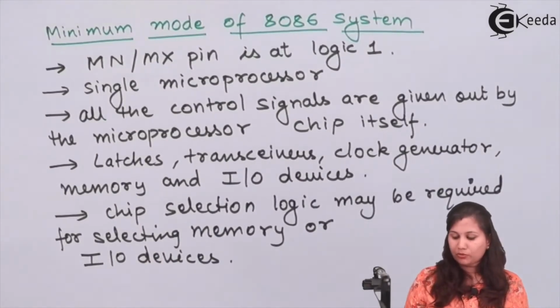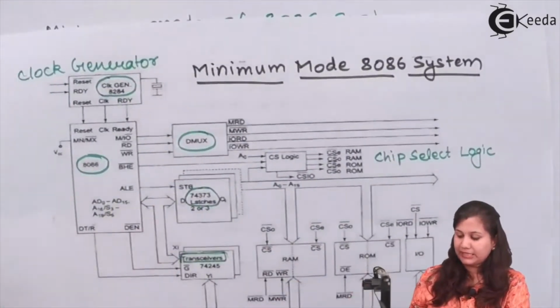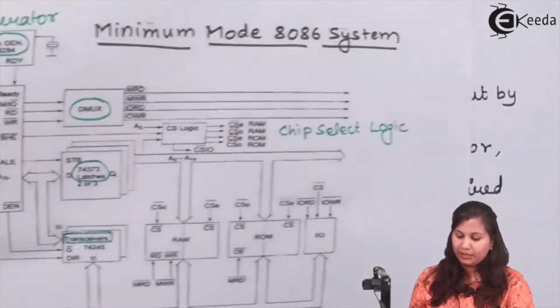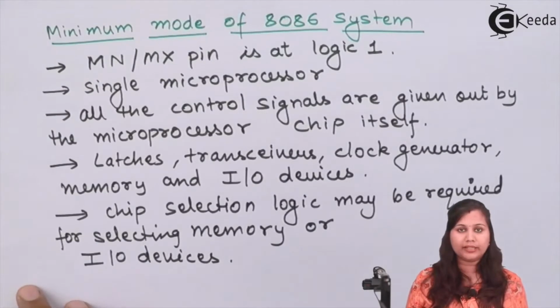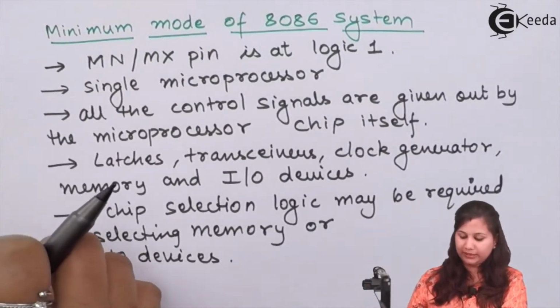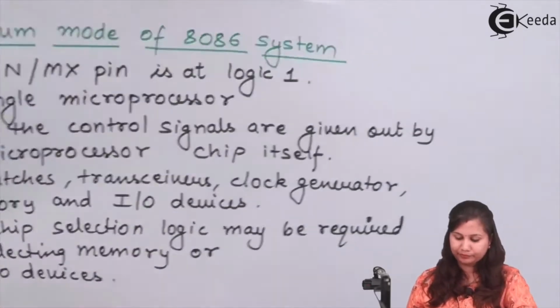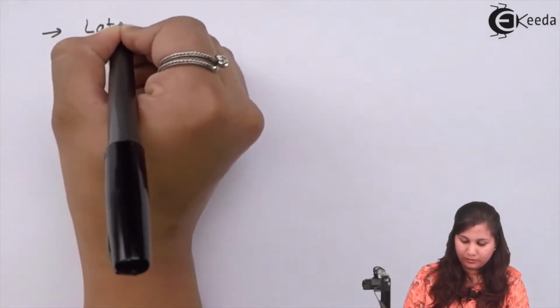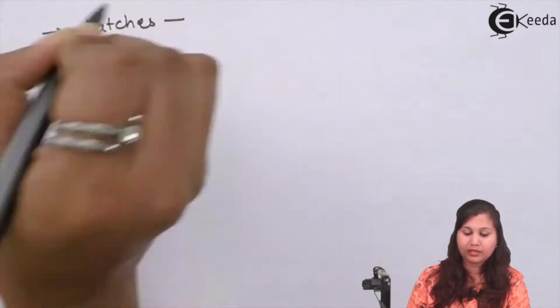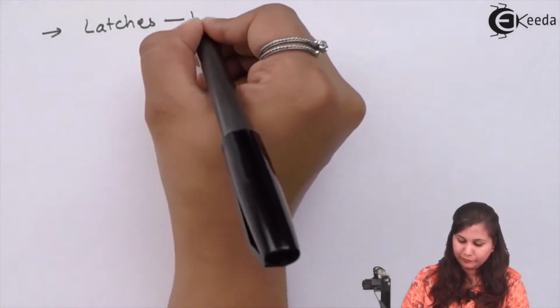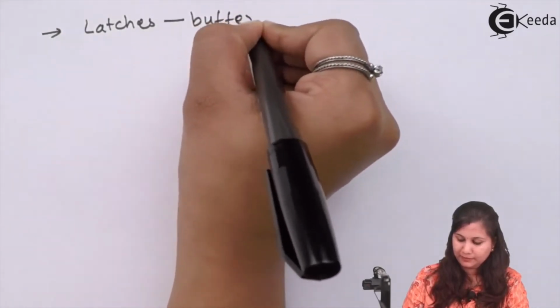So this was about all the elements which are present in the block diagram of this minimum mode. Now let's come to the working, that how these elements, what is the function of each of the block in this diagram. We were having latches here. So latches are generally the buffered output D flip-flops.